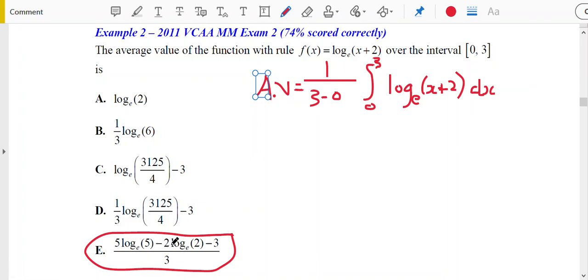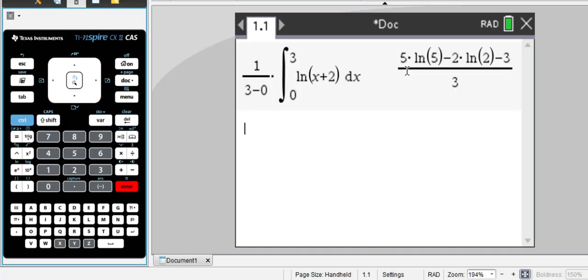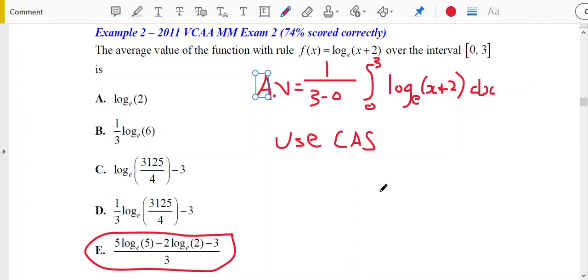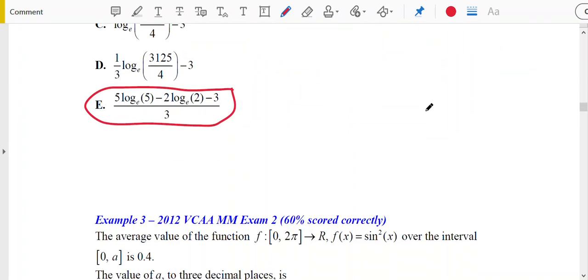5 log e of 5 minus 2 log e of 2 minus 3 over 3. So I'll just write here, we just use CAS to input this definite integral, as you can see here, and we get the answer pretty quickly. So 74% scored that correct. So moving on to the next question.